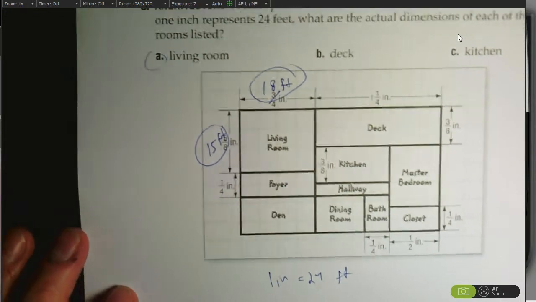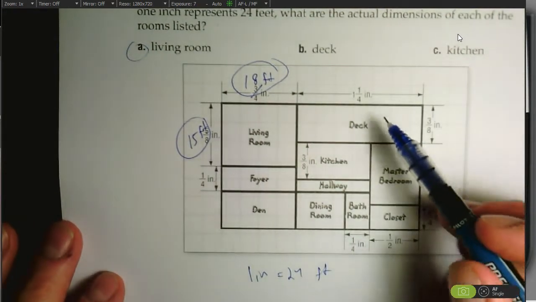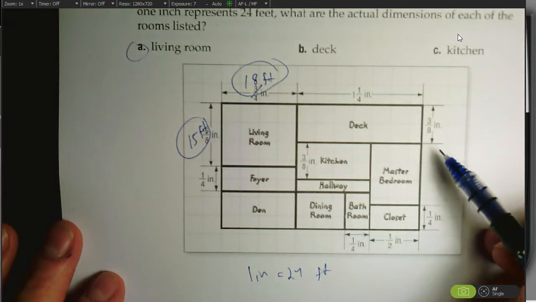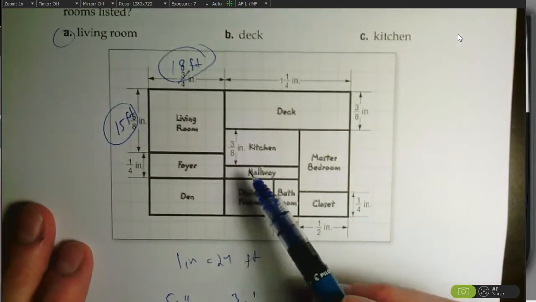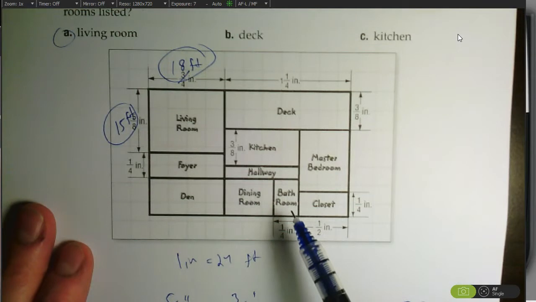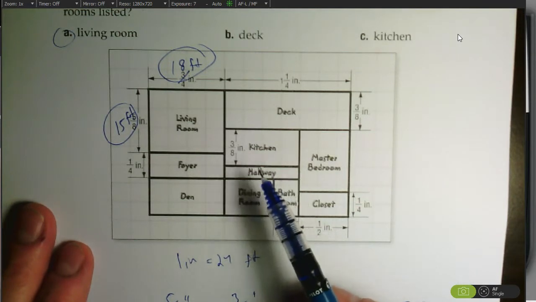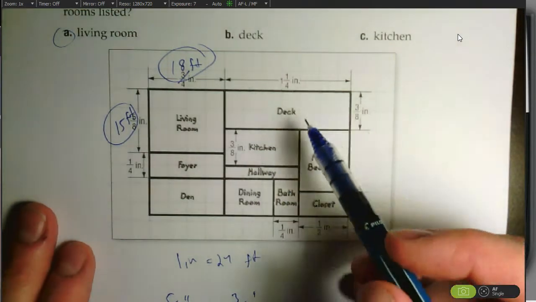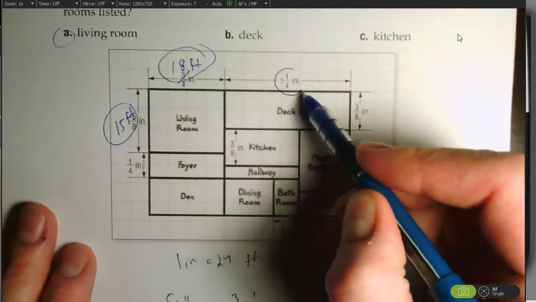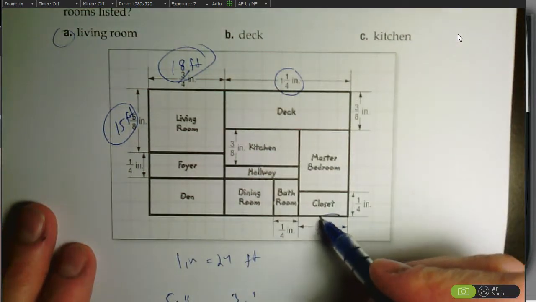And then he would just do the same thing for the deck, 1 1/4 by 3/8. And then for the kitchen, which is 3/8 by... They didn't tell us it's horizontal here, did they? But what they did tell us is this is 1 1/4 inch. This is a 1/2 inch.